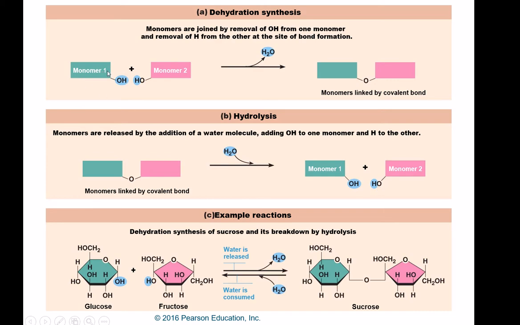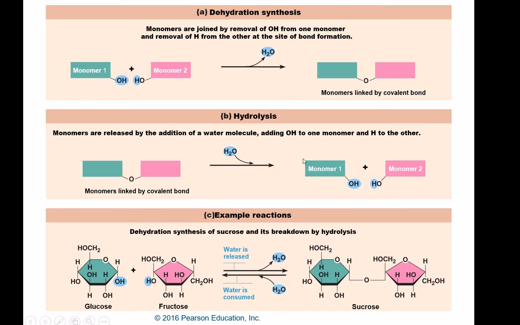So here's our dehydration synthesis, removing water to take 2 smaller building blocks and make a larger polymer. Here's our large polymer going through hydrolysis, adding water and splitting it into the constituent parts. An example down here, we have glucose and fructose. If we take water away, we make sucrose by joining these 2 together. If we add water back in, it splits the sucrose molecule back into the constituent glucose and fructose.